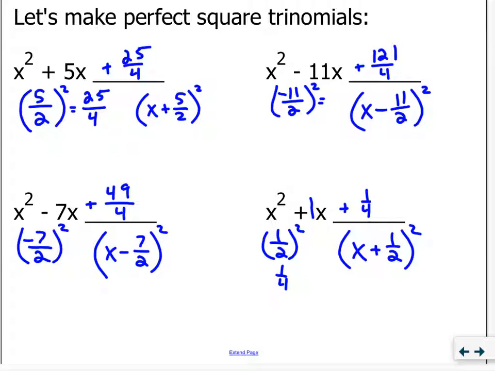So how you doing with that completing the square? Right, as of right now, you should be able to take any binomial, like x squared plus 5x or x squared minus 7x, any of those, and write it as a perfect square trinomial, and then factor it to a squared binomial.